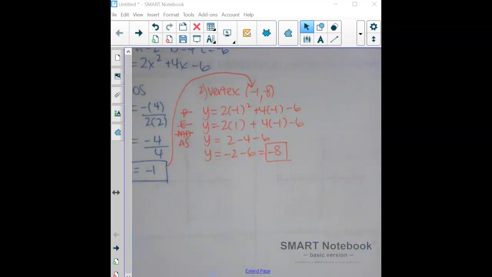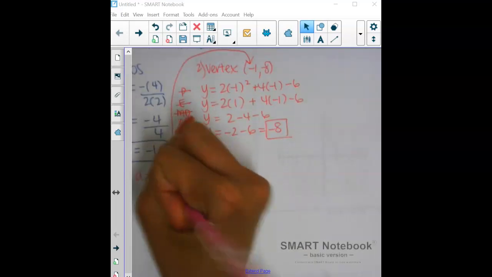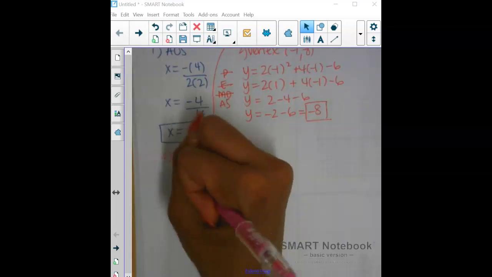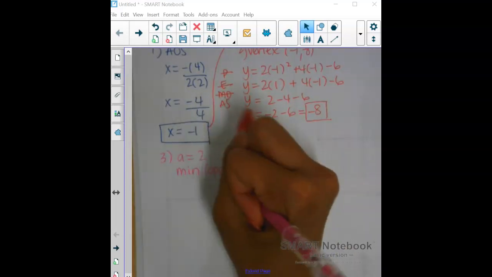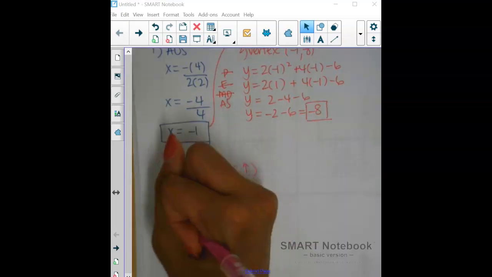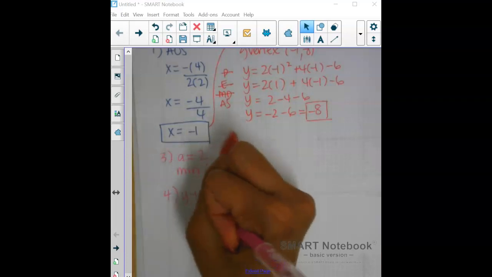All right, continuing on, if I look back at the first page, it said step 3 is to determine what your A value is. So for step 3, my A value is positive 2. If your A value is positive 2, is that going to be a minimum or a maximum? Minimum, which means your graph is going to open where? Opens up. So I have that little image in my head. It's going to open up. Step 4 is to find the y-intercept.